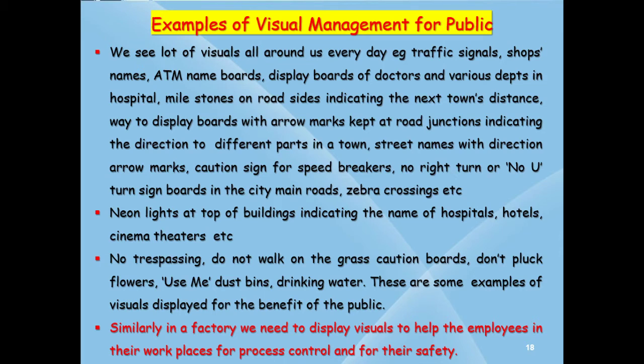Neon lights on top of buildings like hospitals, hotels, cinema theaters, etc. No trespassing, do not walk on grass, do not pluck flowers, use me dustbins, drinking water identification in the parks. We have seen some examples of visual management for the public. Similarly, we need to display visuals in the factories to help employees in the workplaces for process control, safety, etc.